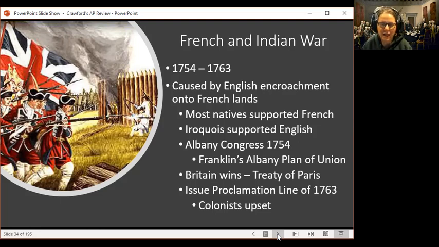But this is going to lay the future for the Revolutionary Congress we're going to see later. So this plan that starts in 1754 may not come to fruition in 1754, but it absolutely lays the base for what we're going to see for the American Revolution.